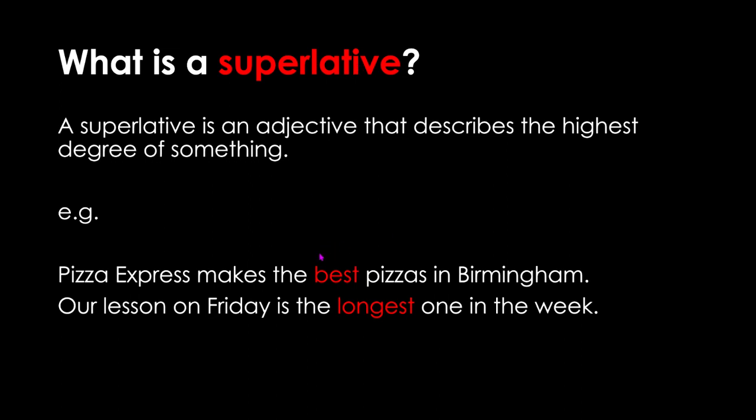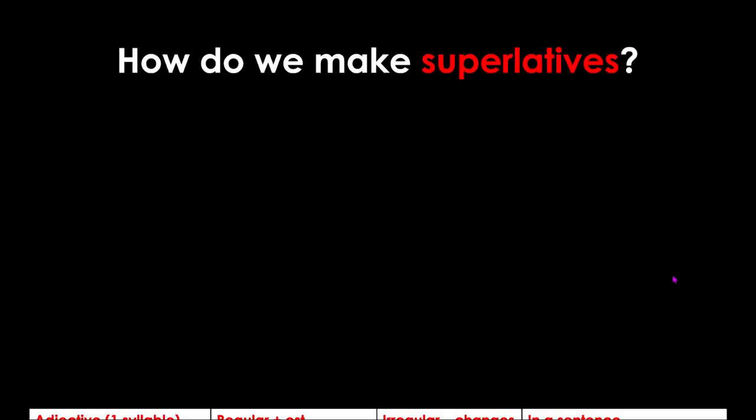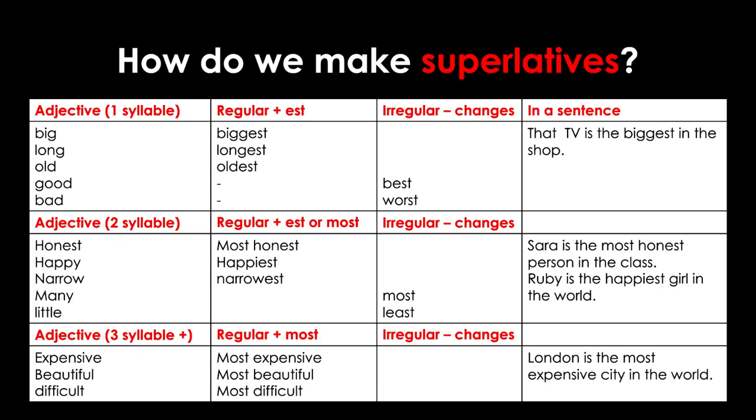They are saying that these are the best, the biggest, the longest, the furthest, the number one out of everything. And so we use those when we want to describe something that is better than everything else, or bigger than anything else, or brighter than anything else. So it's the number one. So how do we make superlatives? Very similar to how we make comparatives.